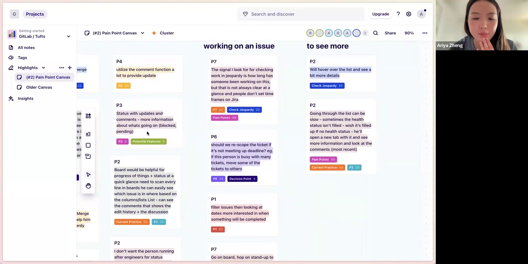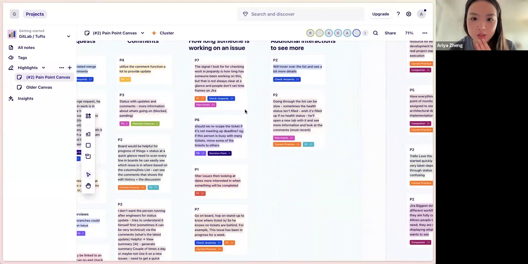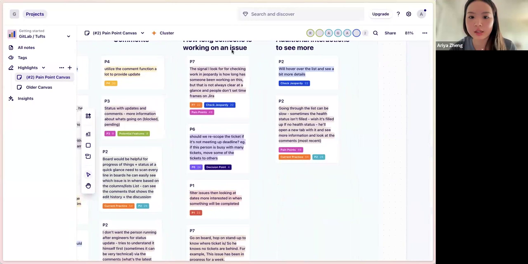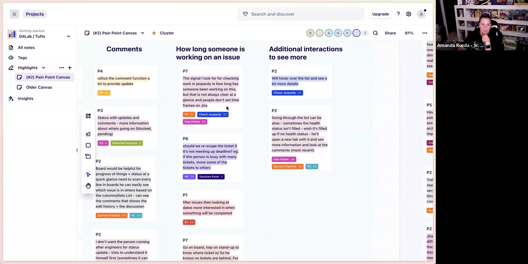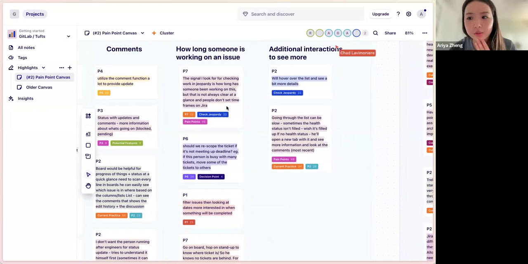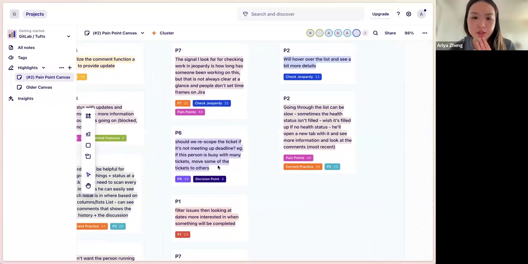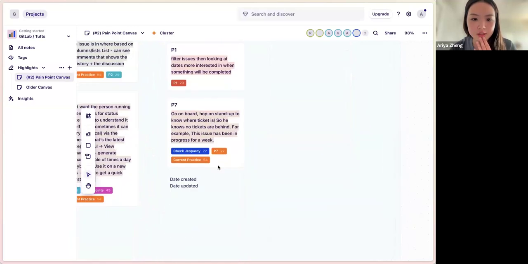More information on what's going on, like what's blocked and what's pending. And then how long someone has been working on an issue. I think Ramona or Allison mentioned that as well. The signal they look for is the start date and the last updated date, so the age of an issue since it's been started, and maybe also when it was last updated. The decision they want to make is whether they should rescope this ticket if it's not meeting the deadline.